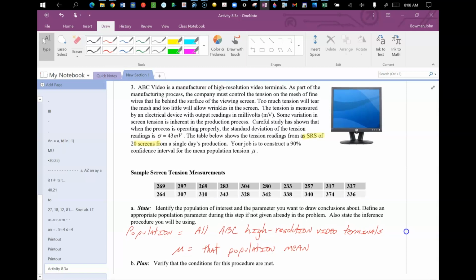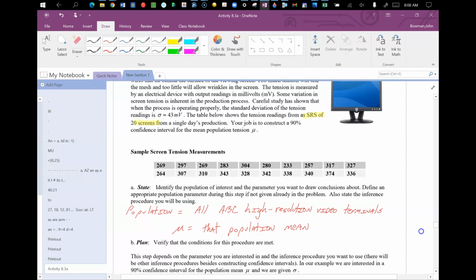Plan: verify that the conditions for this procedure are met. So let's go back here and read this paragraph carefully and make sure we met those conditions. It says the table below shows the tension readings from a simple random sample of 20 screens from a single day's production. All right, so we know that it's a simple random sample.